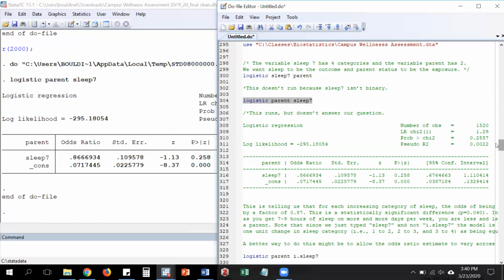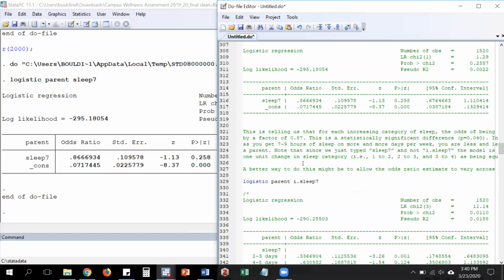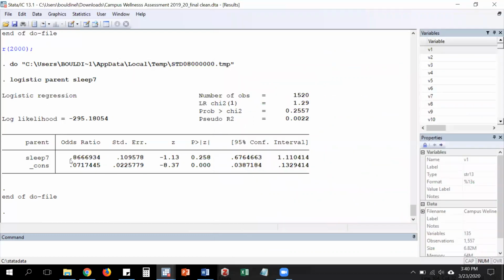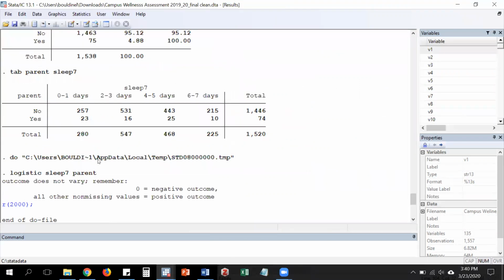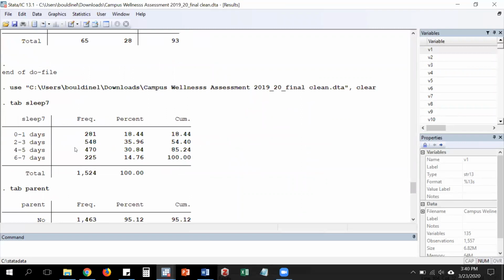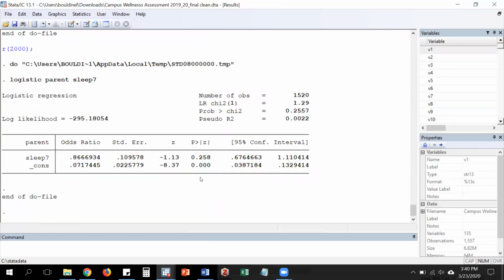We can interpret this nonetheless, though it doesn't make a terrible amount of sense. This odds ratio here of 0.87 means that for every 1 unit increase in sleep, and here a 1 unit increase is not a completely direct thing because we have these categories, but it's basically saying, as you go from 0 to 1 days to 2 to 3, or from 2 to 3 to 4 to 5, or from 4 to 5 days to 6 to 7 days, as you make each one of those jumps in the number of nights on which you got enough sleep in the past week, you are less and less likely to be a parent.